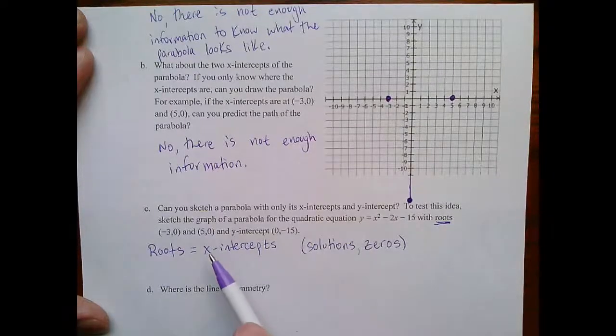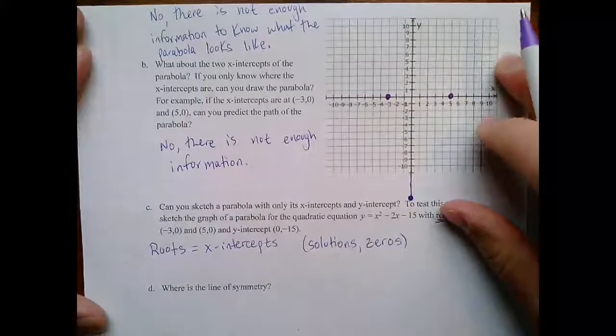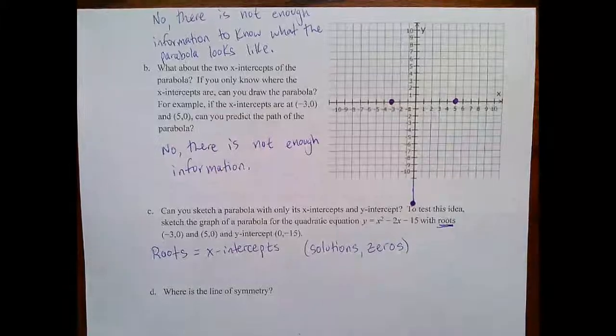You could talk about x-intercepts, which is where a graph hits the x-axis. X-intercepts are the same things as roots, and they are the same things as solutions and zeros. So in math, these 4 words will mean the same thing, just depending how you're talking about them is which word you'll use. So we have everything that we need.